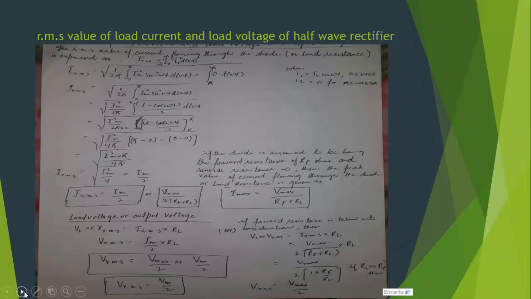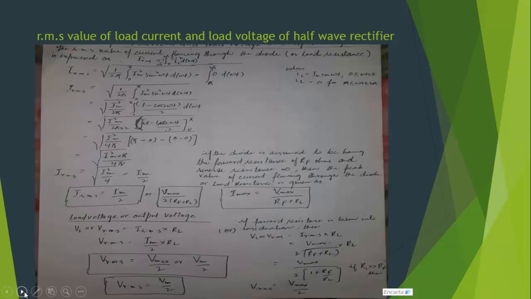Now this is the equation for RMS value of load current. Now load voltage or output voltage. As you know that VRMS is equal to IRMS into RL. Simply V is equal to IR. That means VRMS is equal to IRMS into RL. So instead of IRMS we can write Im by 2 into RL.